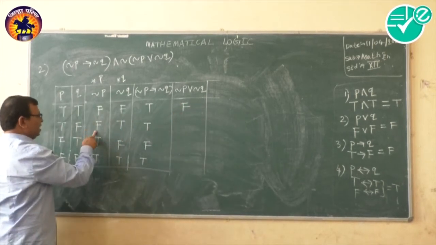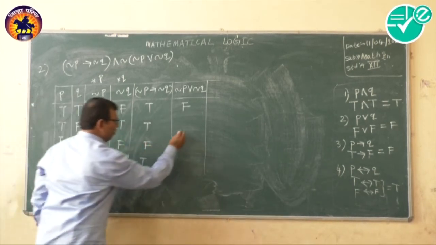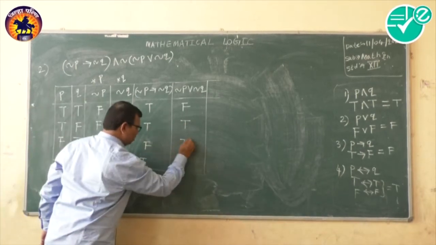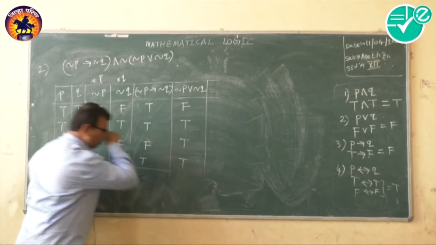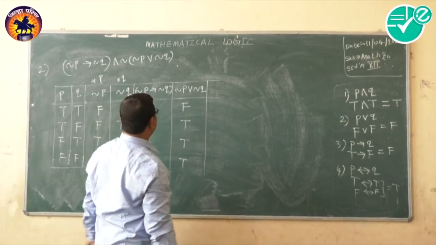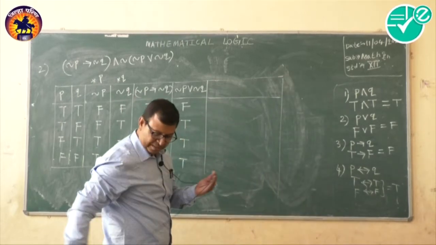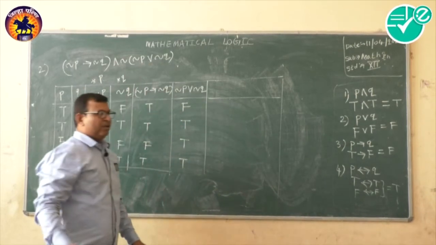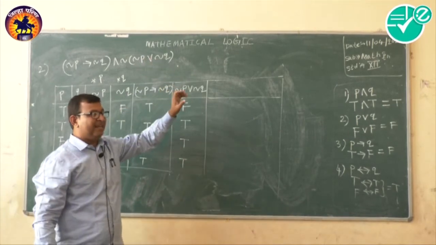Again, the first one is P, false, but Q is not false. Therefore, it is true. Here it is true, here it is false. It is true. Here both of them are true. Therefore, they are true. Now we have solved the second bracket. Now we have to solve the final answer of these. Now see, first bracket we have solved, second bracket we have solved. But before solving the final answer, outside of the second bracket, that is negation.